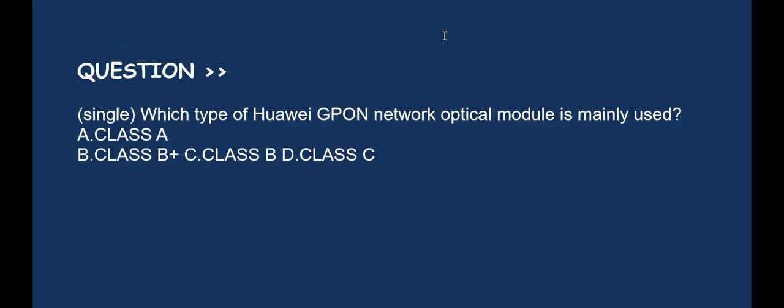Next question is, which type of Huawei GPON network optical module is mainly used? Options are option A, class A, option B, class B plus, option C, class B, option D, class C. Correct answer is option B.